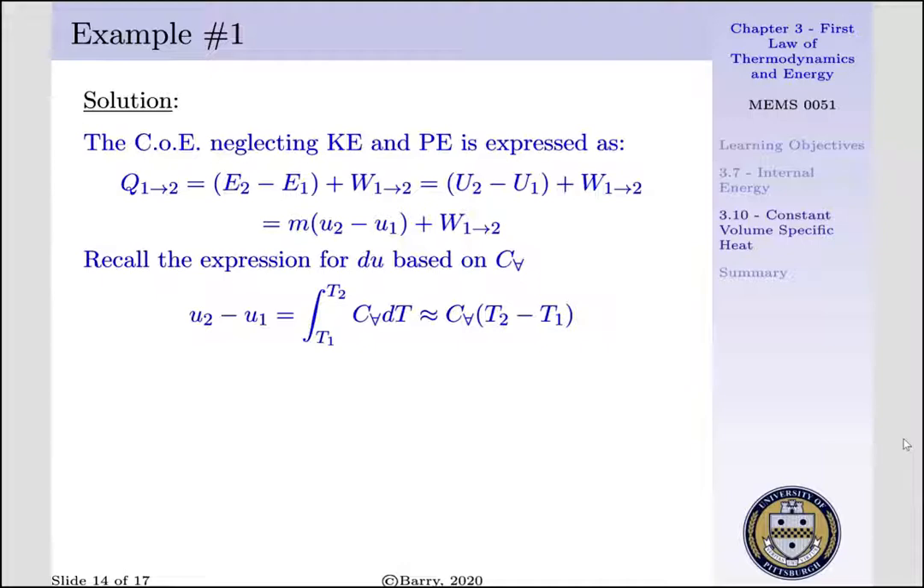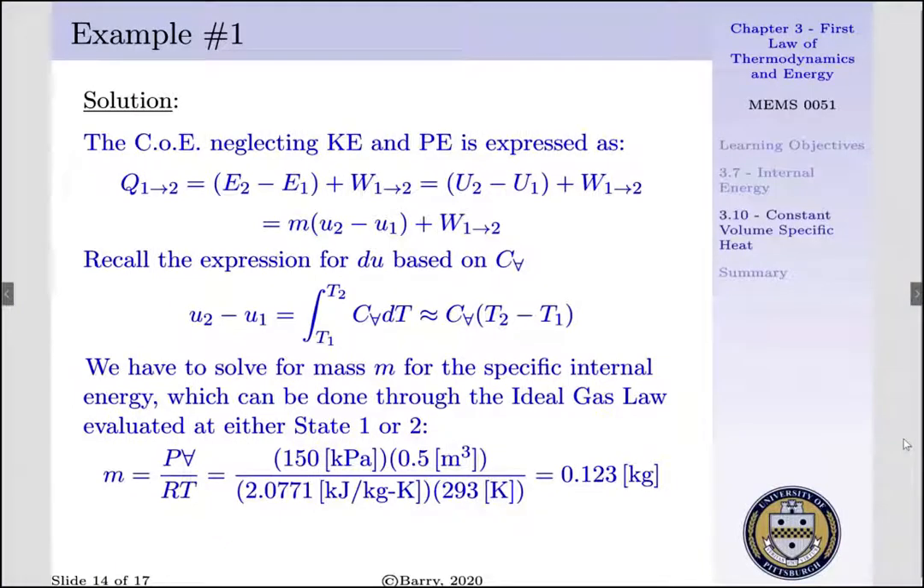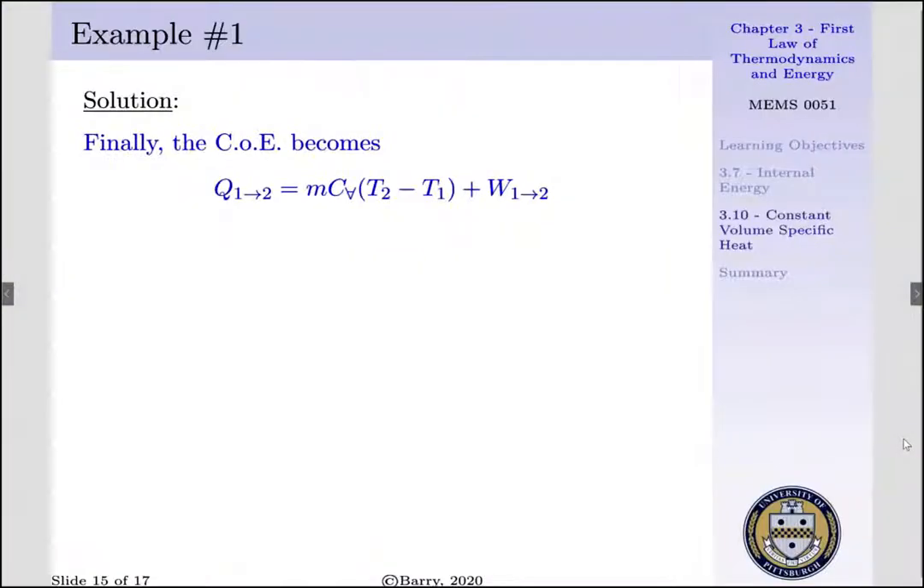Now, we have to solve for our mass such that we can determine our change of internal energy, which can be done through the ideal gas law, either evaluated at state 1 or state 2. Our mass is equal to pressure times our volume per R times T. Or, at state 1, we'd have 150 kPa times 0.5 cubic meters per 2.0771 kilojoule per kgK times 293 Kelvin, or we'd have a mass of 0.123 kilograms. Finally, we can express our conservation of energy equation as Q from state 1 to 2 is equal to our mass times our constant volume specific heat times T2 less T1 plus our work going from state 1 to 2.